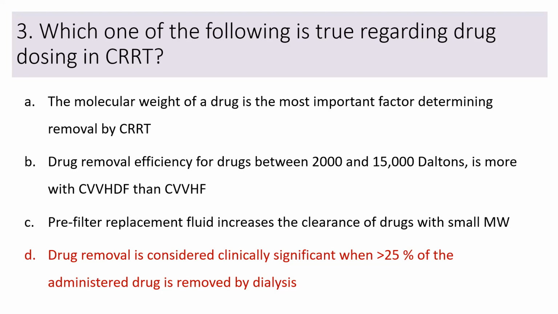And the fourth holds true for any form of dialysis modality: if the drug removal is more than 25% of the administered drug, then only it is considered as significant. So D is the correct option.